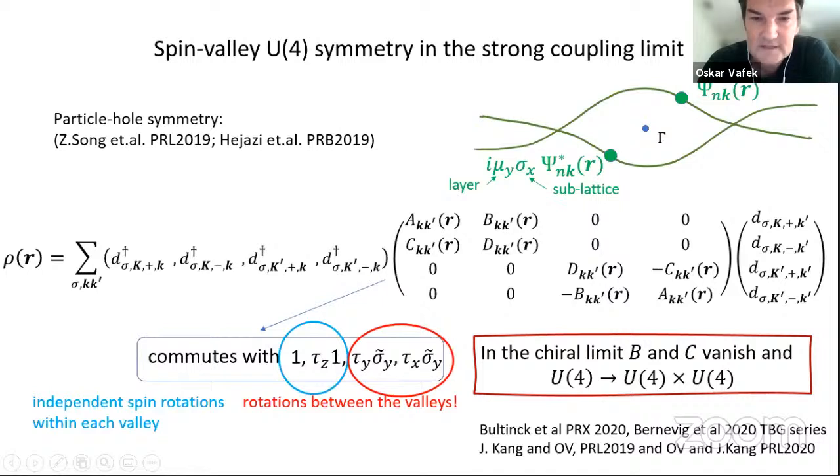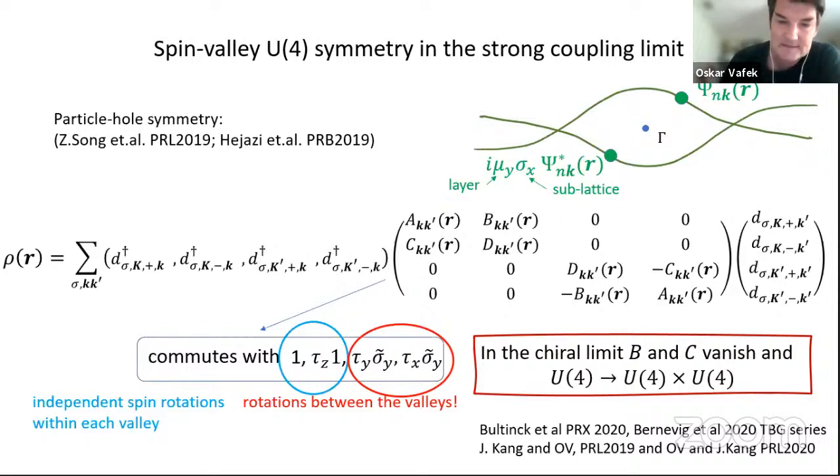And so what this means is that if you find a ground state for the projected interaction Hamiltonian at the charge neutrality point, let's say, then I can generate a manifold of states, depending on whether you're in a chiral limit or not. If you're not in a chiral limit, I can generate a manifold of states by global spin-valley U4 rotations. And this is interesting because some of these states contain, for example, an equal superposition between having an electron in valley K and valley K prime. And these are so-called intervalley coherent states.